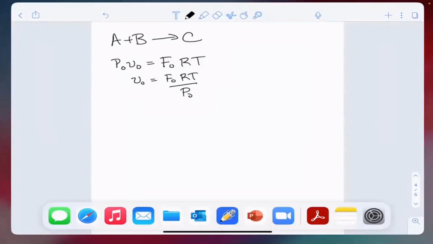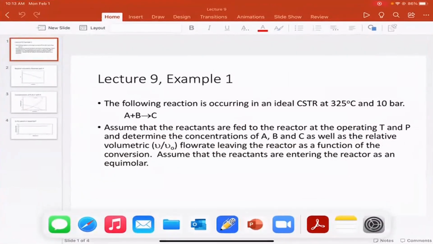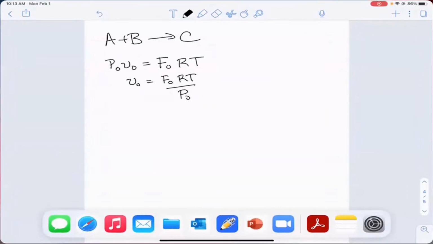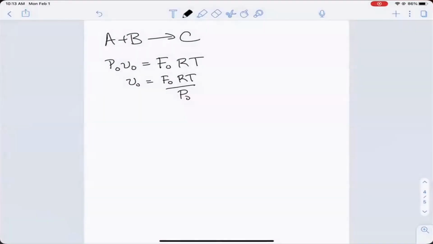Now, actually, looking at the problem statement, we don't have a molar flow rate that's given to us. So let's make an assumption here. And so let's say that the initial volumetric flow rate is 5 moles per minute. Or is it there? No, actually it's not there. Okay, so let's say it's 5 moles per minute. So we're going to say that F0 equals 5 moles per minute. Okay?